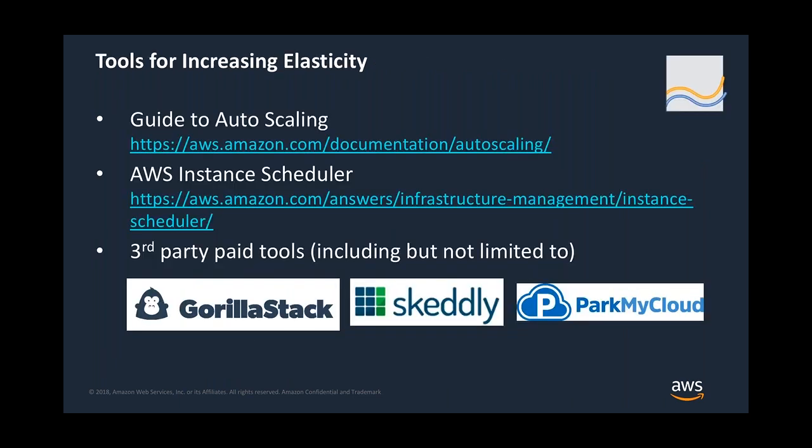So there's a number of different tools, and there's also documentation around this. So if you're looking at a guide to auto scaling, you can look at aws.amazon.com/documentation/autoscaling. You can see some information there. The same thing with the AWS Instance Scheduler. You can certainly check out that documentation and get assistance there. Again, there's third-party tools, so I always like to make recommendations to help with automation. These tools, Gorilla Stacks, Skeddly, and ParkMyCloud, certainly can help you if you're looking at third-party technologies to help manage some of that automation for you around elasticity and scheduling. So great tools that are available in the AWS ecosystem.